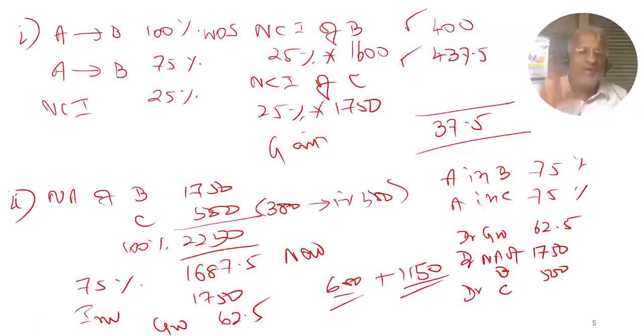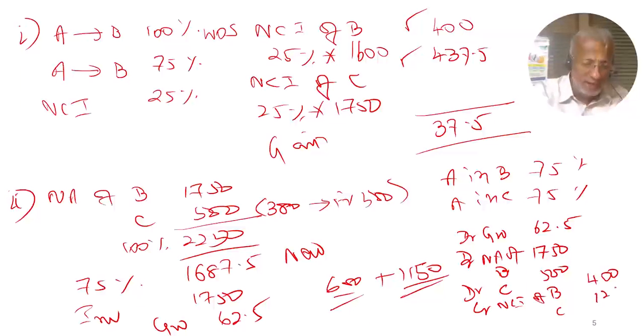I have three debits: goodwill 62.5, debit for net assets of B 1750, then net assets of C 500. And we will offer credit to NCI of B and NCI of C, that being 400 and 125. Remember that 400 is computed as 25% on 1600, and 125 is applied on 500. And we offer credit to investments.